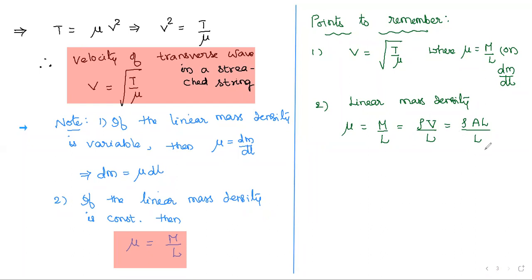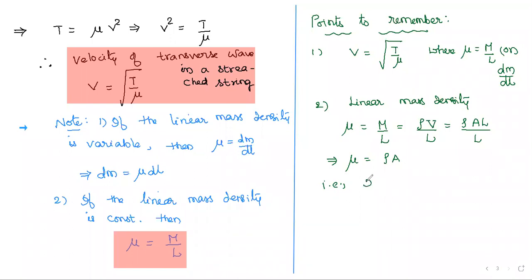I think now you understood. Length gets cancelled. That implies mu is equal to rho into A, that is A rho. Is it correct? Now you can say if linear mass density is constant, it is independent of length. The length term is not there, keep in mind. We got rho into A, whereas mu is equal to m by L when we write, if mu is constant, as I clearly mentioned here.